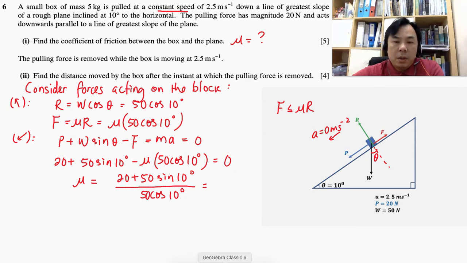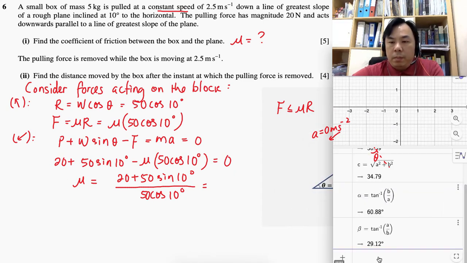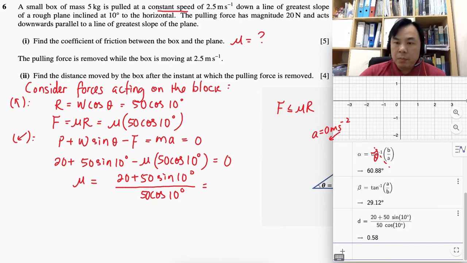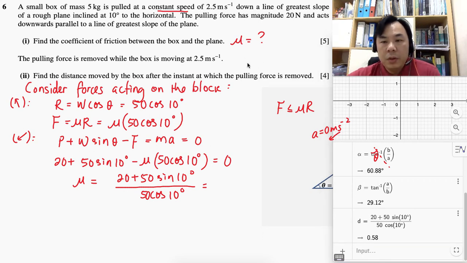So let me get my calculator here. Okay, so from here we have 20 plus 50 sine 10. I need to divide that by what we have here. Hold on. Divide that by 50 cosine 10. Right, just let me check the number. Okay, so therefore, we will be able to obtain the coefficient of friction.